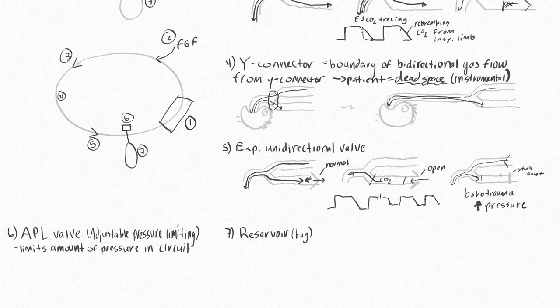It's usually a conveniently located dial with the numbers 0 to 70 centimeters of water on it, and it allows you to control the pressure inside this circuit and limit the max pressure anywhere in that range. So if you set it to 20 centimeters of water, it will make sure that no pressure in this circuit accumulates more than 20 centimeters of water. Then if there was extra pressure in this circuit, it would leave the circuit through the APL valve and go to your scavenging unit, which disposes of the waste anesthetic gas.